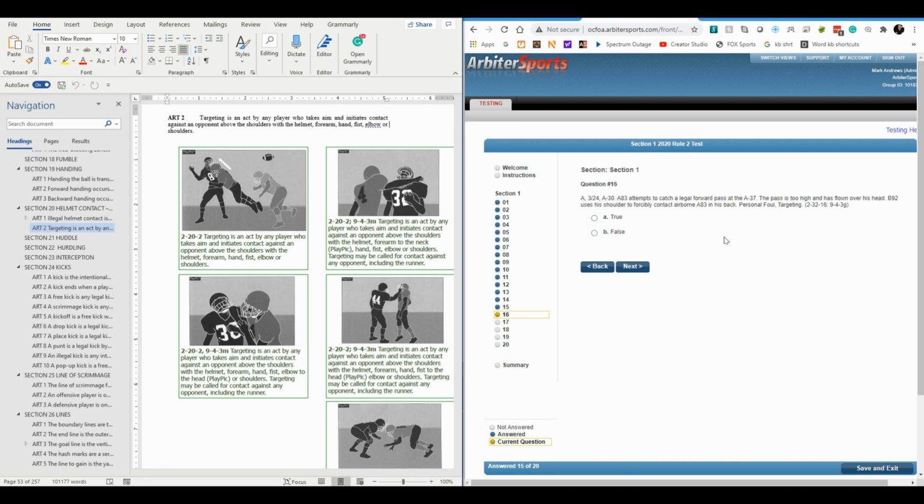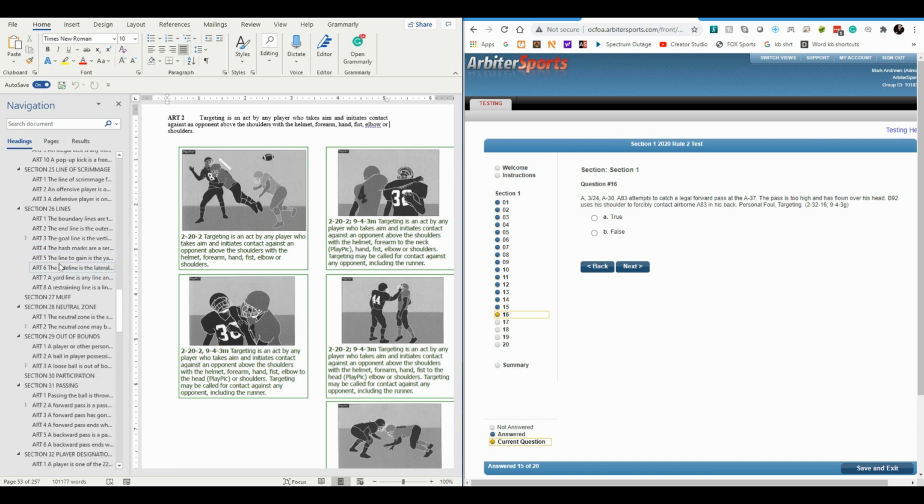Question 16. Third and 24 from the A30. A83 attempts to catch a legal forward pass at the A37. The pass is too high and has flown over his head. B92 uses his shoulders to forcibly contact airborne A83 in the back. Personal foul, targeting. Well, we just went through what targeting was, and what's one of the components of targeting? It has to be above the shoulders. So this is in the middle of the back. Is this a foul? It sure sounds like one to me.